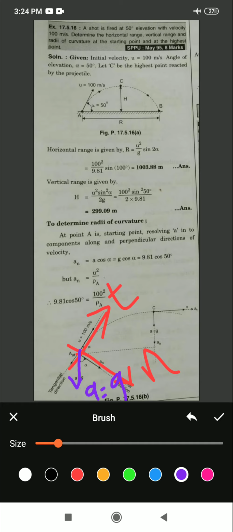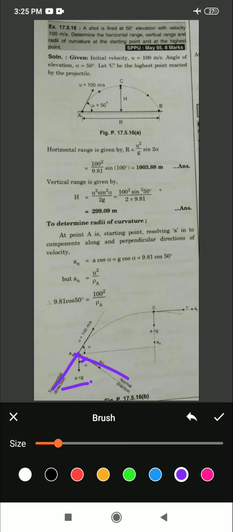And with this condition, this g is defined with respect to two components, as it makes an angle of alpha with the normal axis. Now you can see that the normal component and the acceleration have an angle alpha, and by this angle alpha, we can resolve this g along the normal axis and along the tangential axis.